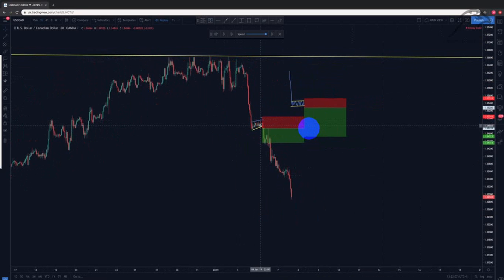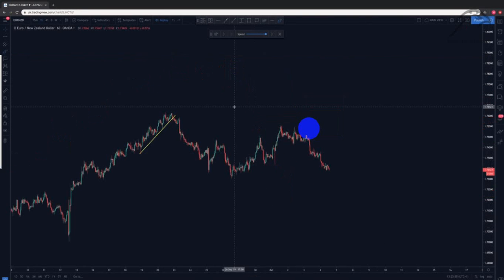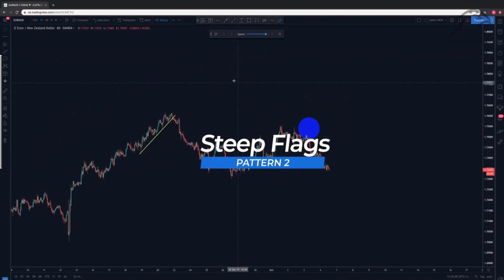And then moving on from that, we then get onto a slightly different style of flag. So this is more of your flat flag. Now let's take a look at steeper flags. Right, guys, let's take a look at steep flags. So essentially, they look like this.